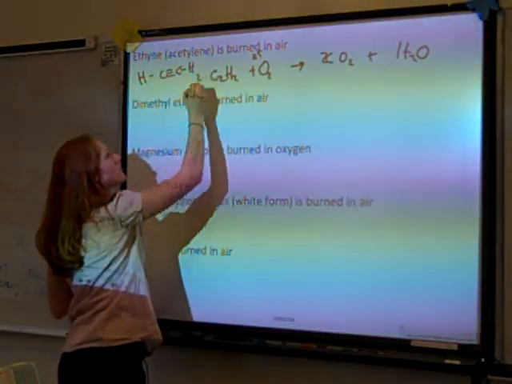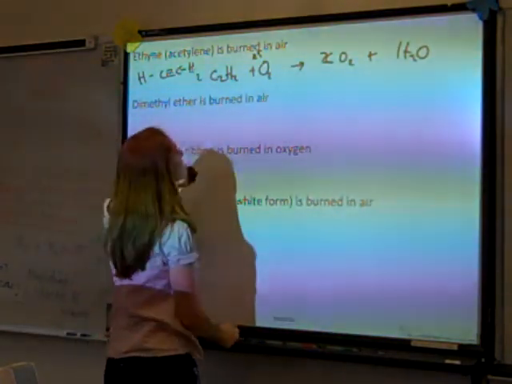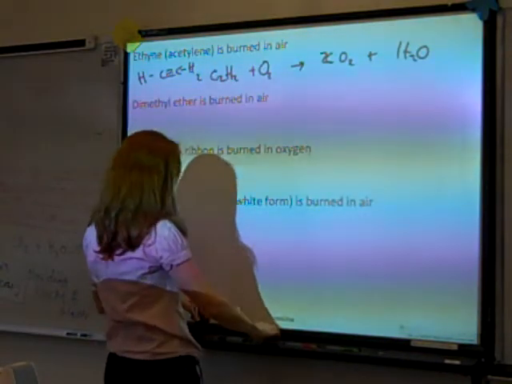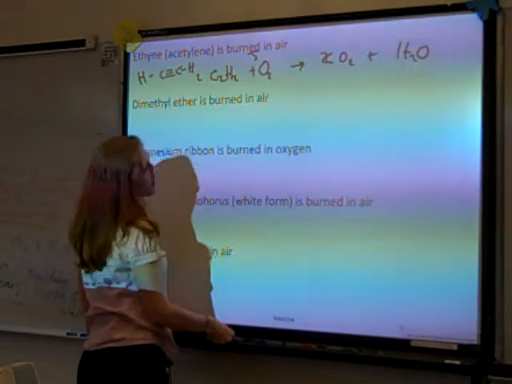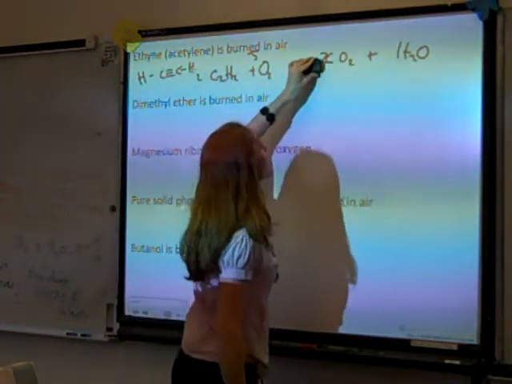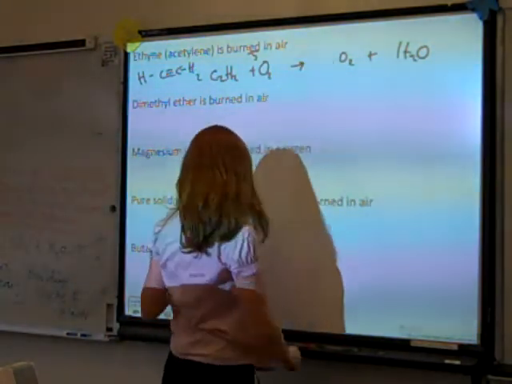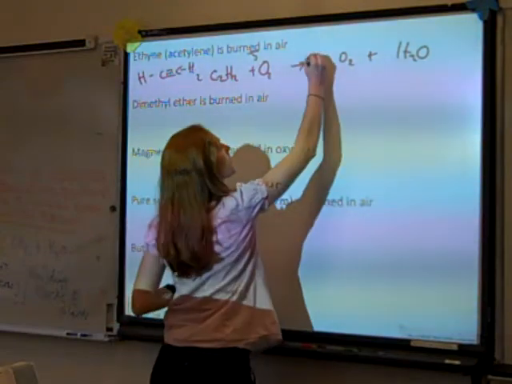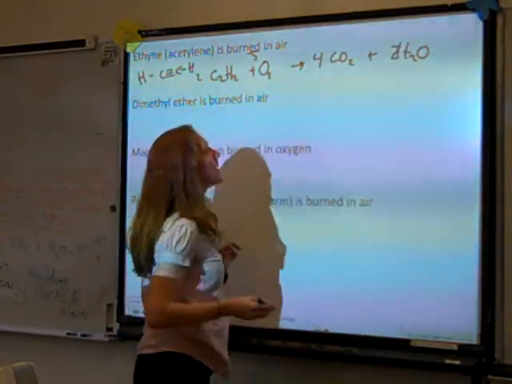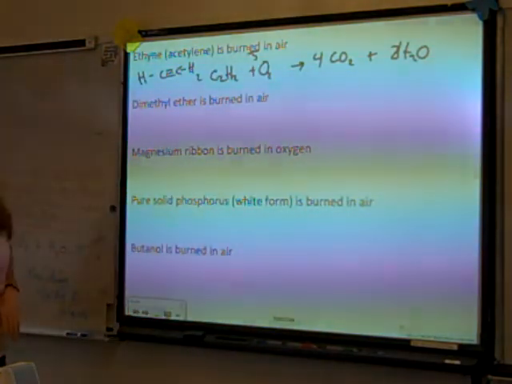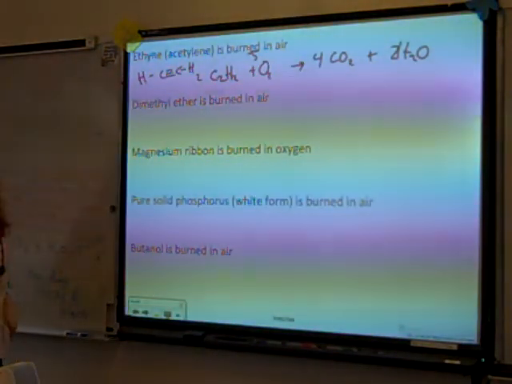So this will be 2 ethynes plus 5 O2s to give me 4 CO2s, double that 2. Oops. So 4 CO2s and then 2 waters. And it's good.